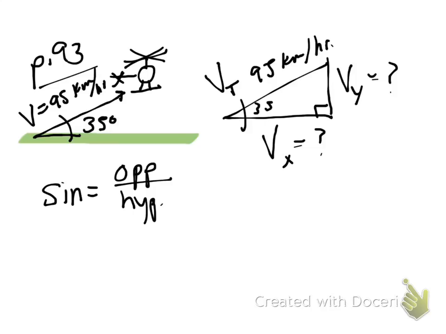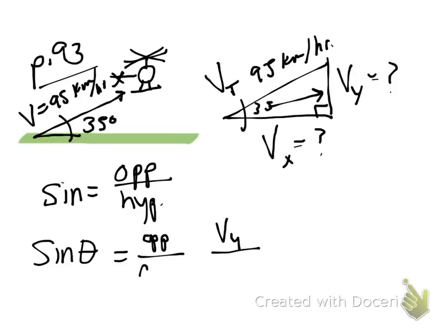Wunderbar. So the sine of theta is equal to the opposite, which in this case happens to be the velocity on the y, over the hypotenuse, which in this case happens to be the total velocity. Still with me? Still good?